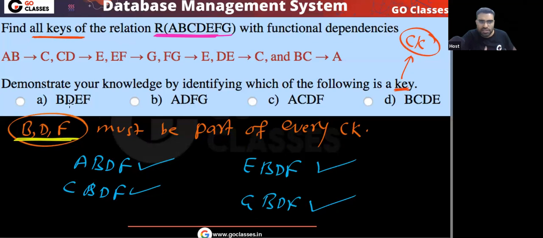So which of the following is a key? Option A is the answer. BDEF. Correct? Okay, BDEF, that is correct. Next. This is not correct. BD, this is not correct. This is not correct.